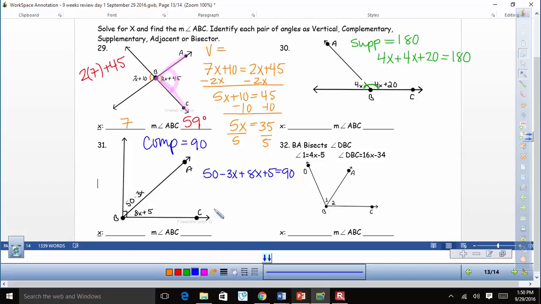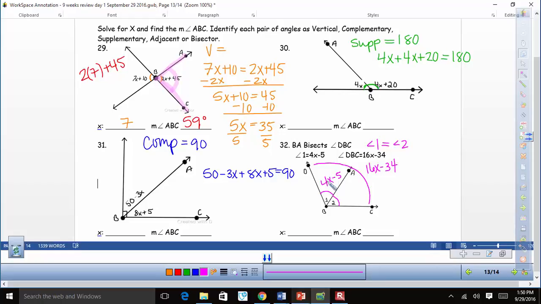Now, there is a typo on 32. Okay? This first one, actually there's not a typo. It just tells us BA bisects DBC. So if BA bisects DBC, what does that mean about this angle and this angle? They're equal. So angle 1 is equal to angle 2. It tells me angle 1 is 4x minus 5. And then it tells me DBC, this whole angle, is 16x minus 34.